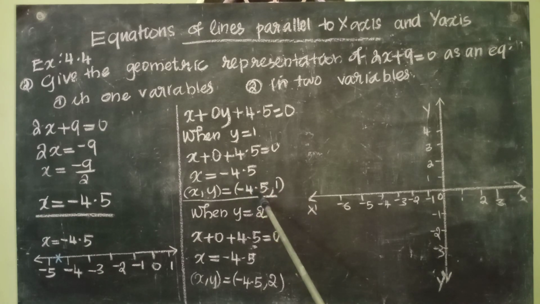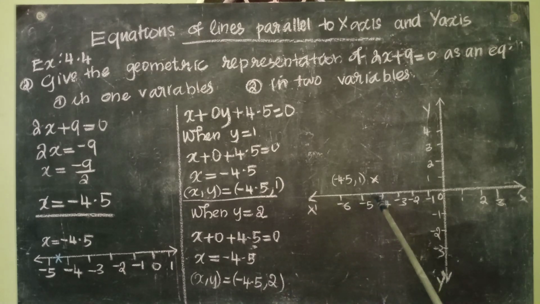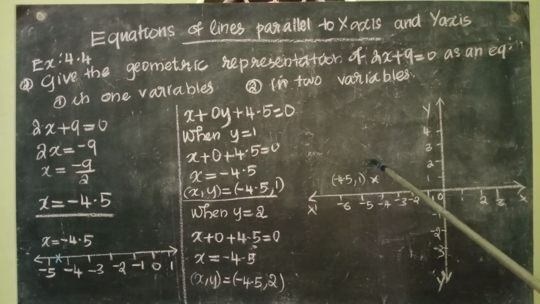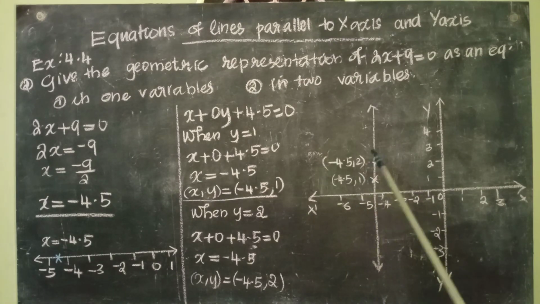X coordinate is minus 4.5, y coordinate is 1. X coordinate minus 4.5 is in between minus 4 and minus 5. Y coordinate is 1, so 1 unit up. Here (minus 4.5, 1). Second point (minus 4.5, 2). X coordinate minus 4.5, y coordinate is 2. 2 units up. It is here. So I have drawn the graph.